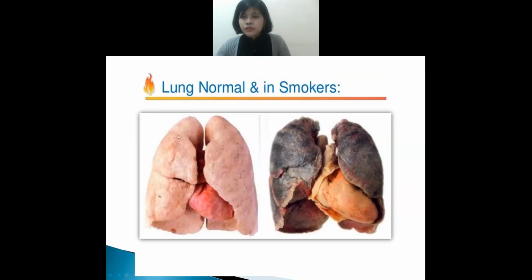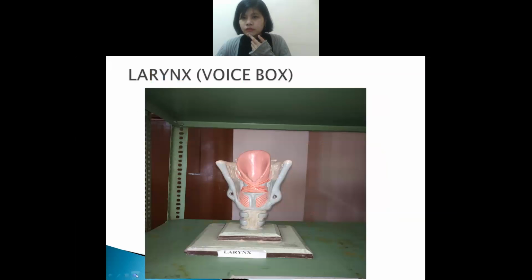Okay, so this is the lungs. You have two lungs, this and this, right and left. The heart is here. So the heart is located where? The heart is located in the mediastinum. Mediastinum means in between the lungs. In between your lungs, the heart is located. This one.